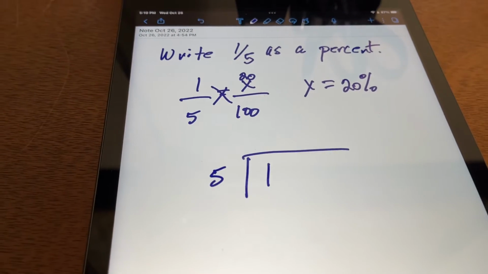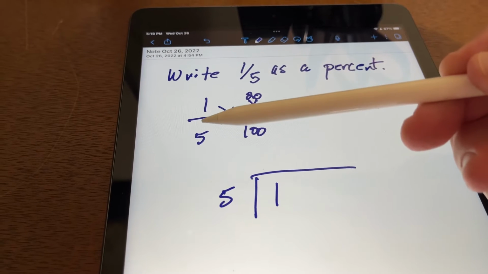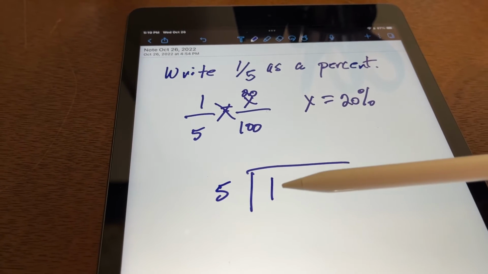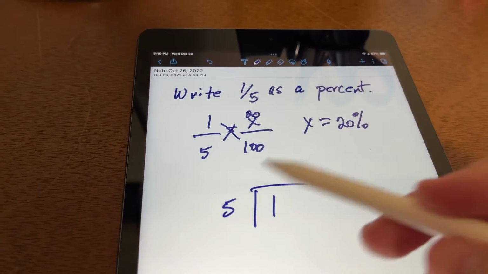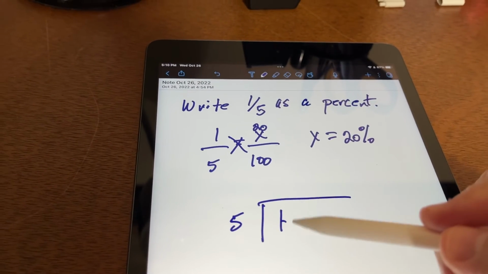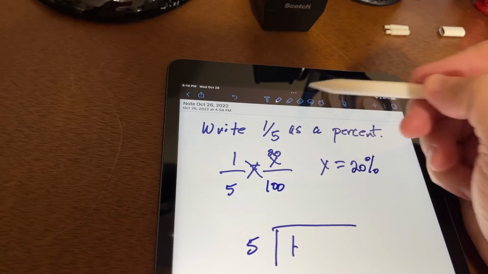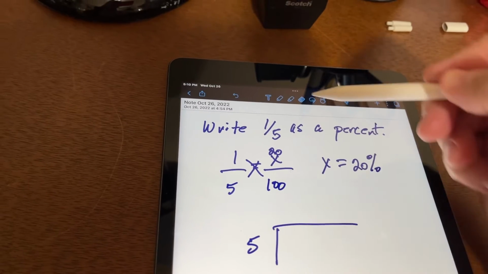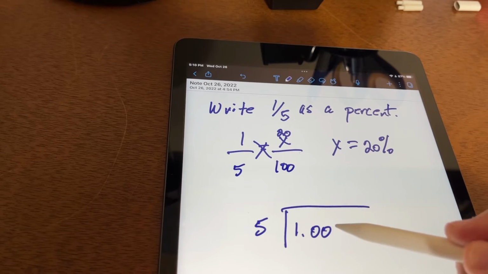So 1 divided by 5 looks like this. This is the way you read this top down, 1 divided by 5, and this is the way 1 divided by 5 looks in terms of long division. Well, since 5 won't go into 1, what you do is you put a decimal here. So you put a decimal there and you add some zeros on.